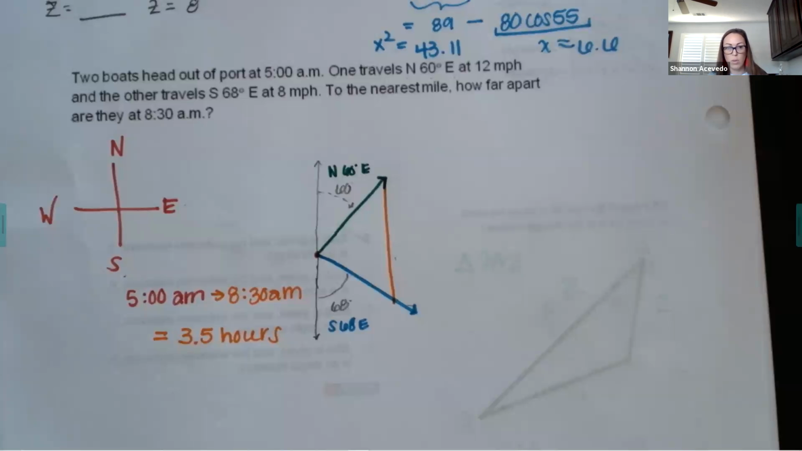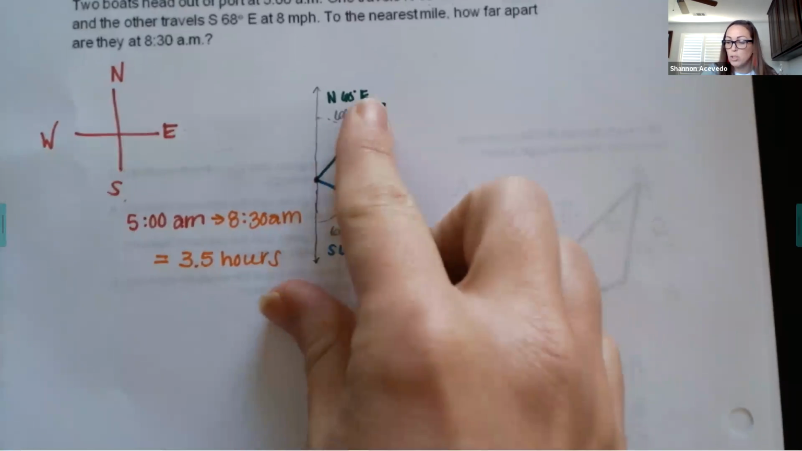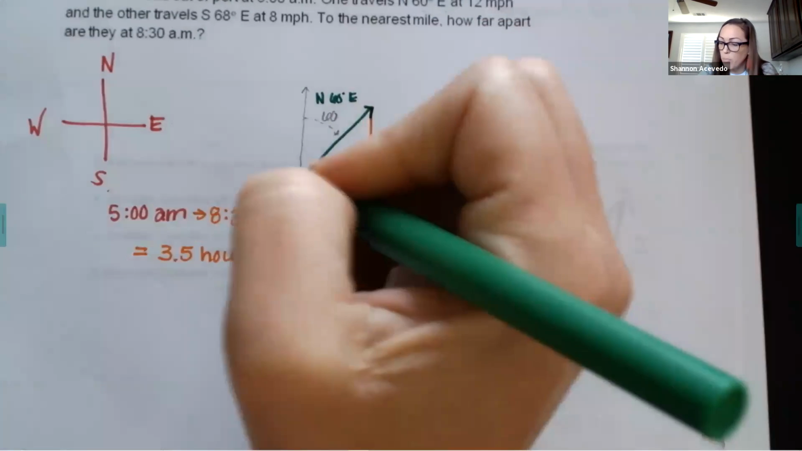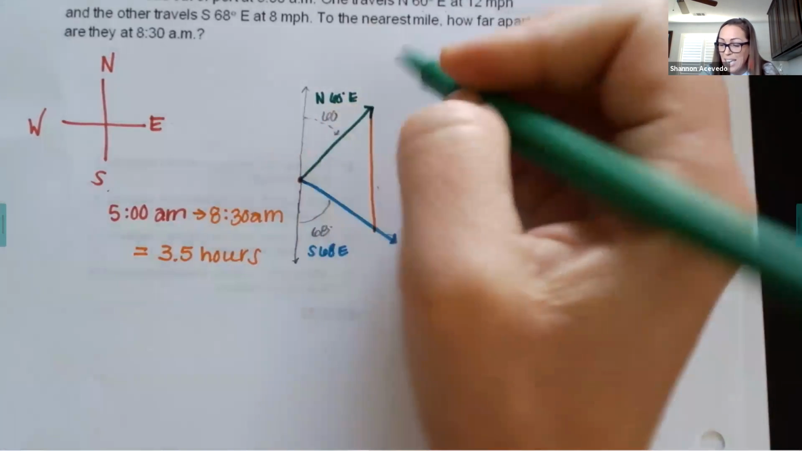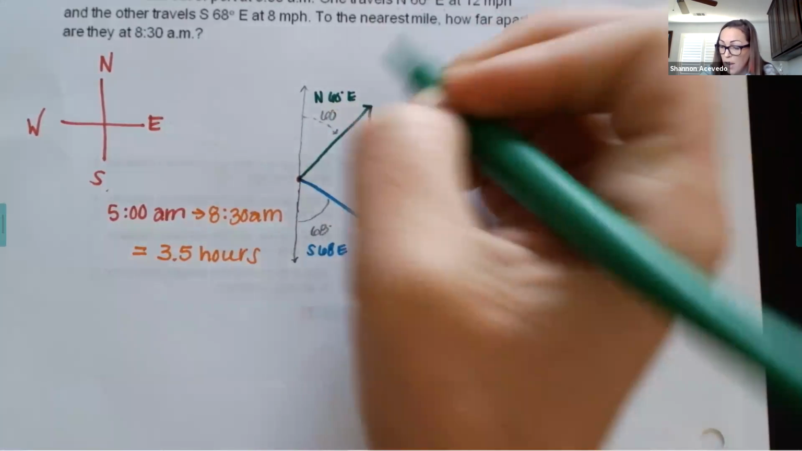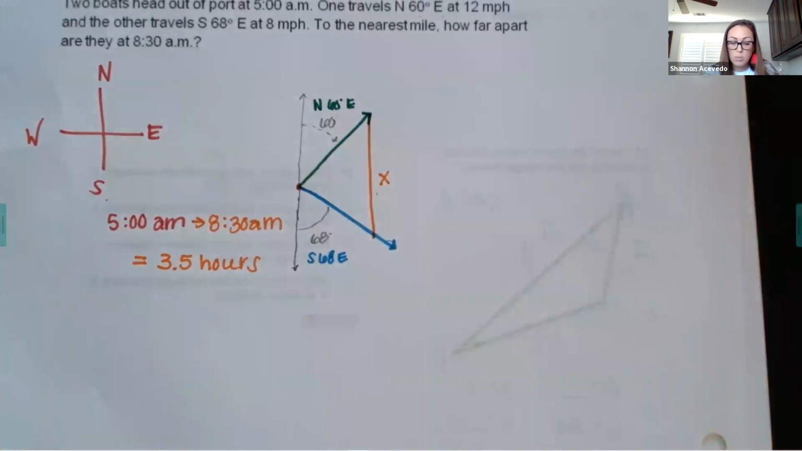Okay, so I need some information here. First off, I need to know, well, how far did this boat travel in that 3.5 hours? That's my first problem. I need to know how far have they traveled because I don't know any of these measurements of this triangle, do I? So I need to figure out some things. I'm looking for this side right here. This is my side that I'm looking for. That's what I want to know.